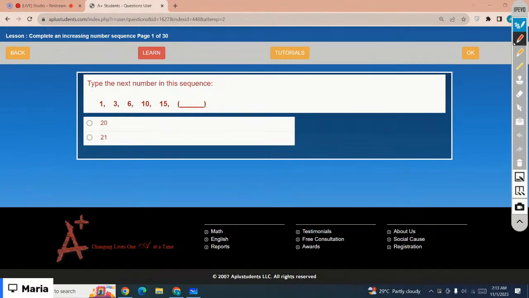Okay, let's see how the pattern is increasing. 1 plus 2 is 3. 3 plus 3 is 6. 6 plus 4 is 10. 10 plus 5 is 15. So which is the next number in the sequence?